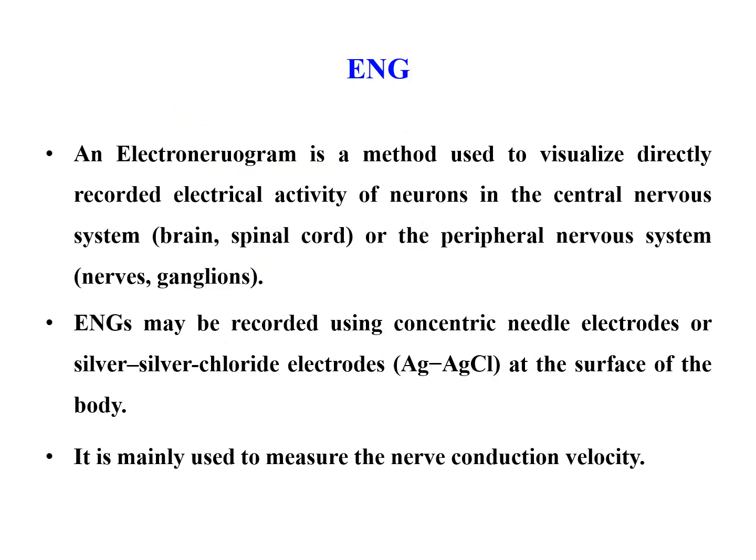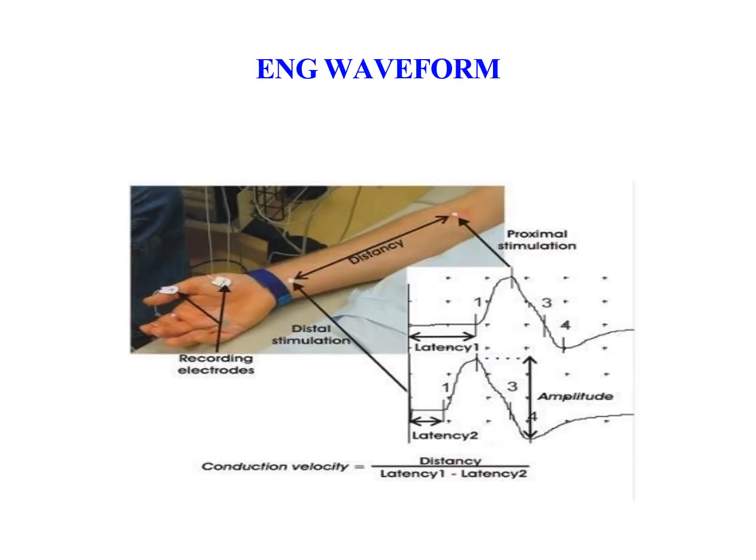Next one is electroneurogram. The electroneurogram method is used to visualize directly recorded electrical activity of neurons in the central nervous system or the peripheral nervous system. In the ENG recording system, concentric needle electrodes or silver chloride electrodes are placed on the surface of the body. They are mainly used to measure the nerve conduction velocity.